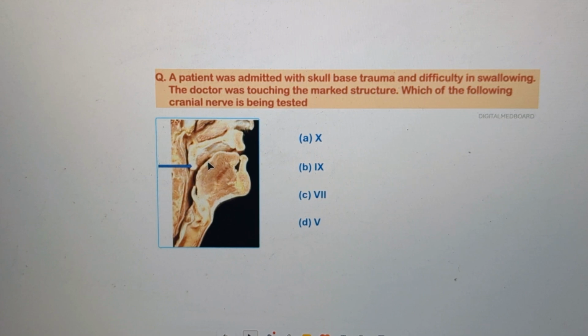Based on our discussion, difficulty in swallowing suggests gag reflex loss. The doctor was touching the marked structure, indicates the soft palate, which stimulates cranial nerve 9. Therefore, option B is the correct answer.